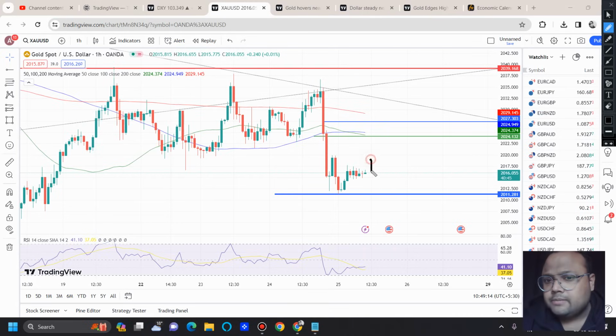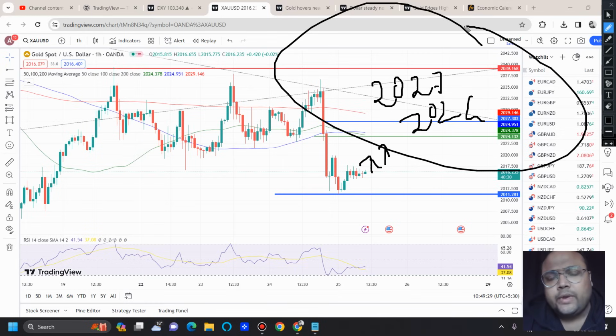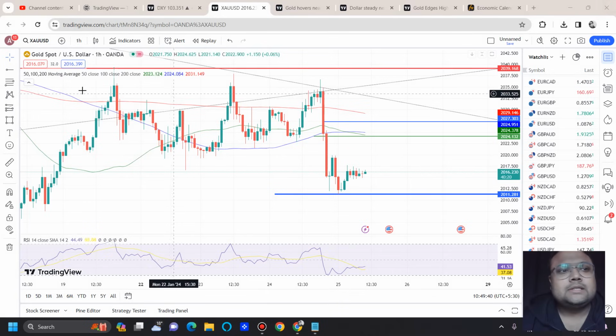And during the day, if you see market going up, okay, listen to me carefully. If you see the market is going up during the day, especially during the Asian session and European session, you can also look for a sell around 2027, 2024. During the US session, we have a news coming up. Market will be volatile, and 2027, 2024 will not work. But before US session, you can expect these levels to work as a resistance.